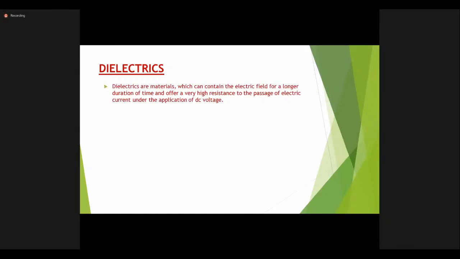So basically, what are dielectrics? Dielectrics are materials in which the electric field can be contained for a longer duration of time, but at the same time, the material offers a very high resistance to the passage of electric current.